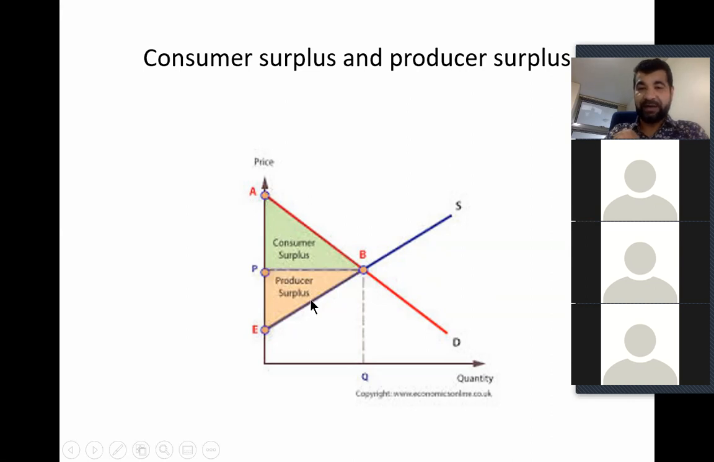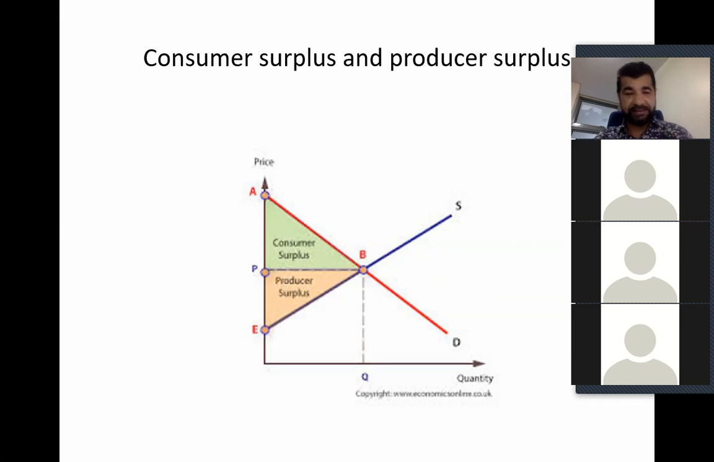You can see this is the demand curve, this is the supply curve, and B is your equilibrium point. This is your price line. This is your quantity line. So this upper triangle is your consumer surplus. And producer surplus is this one, which is the area below the price line and above the supply curve. Okay, these two.